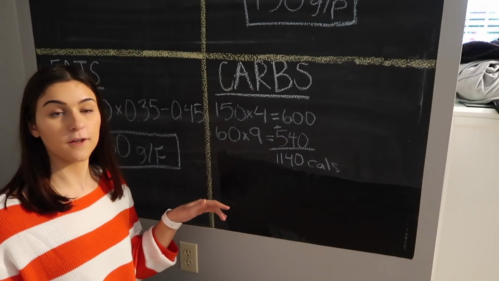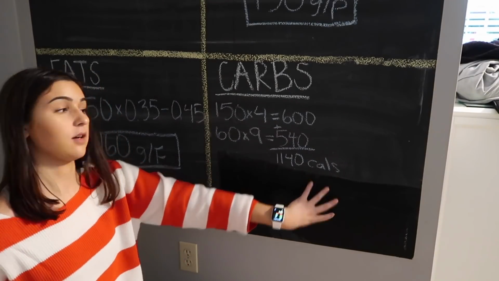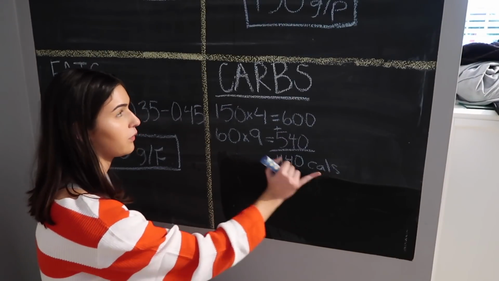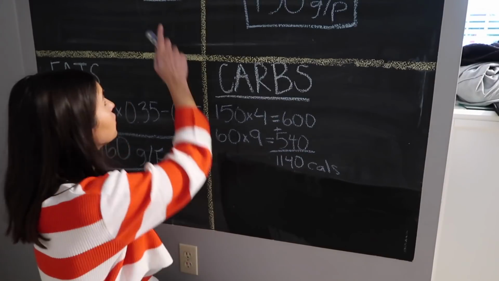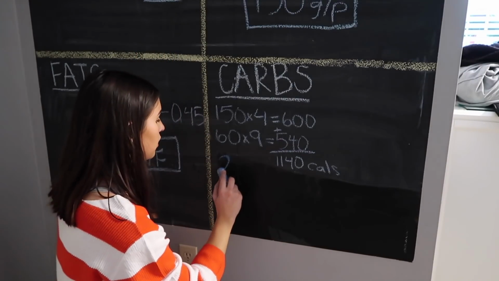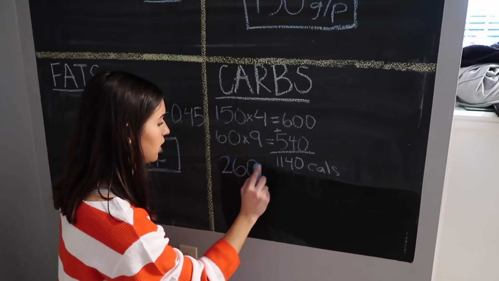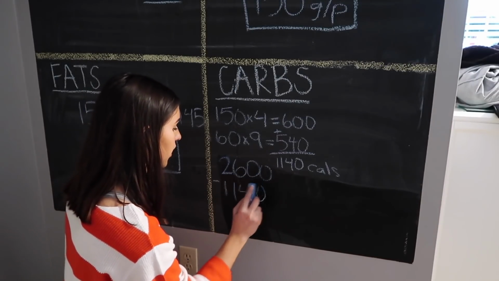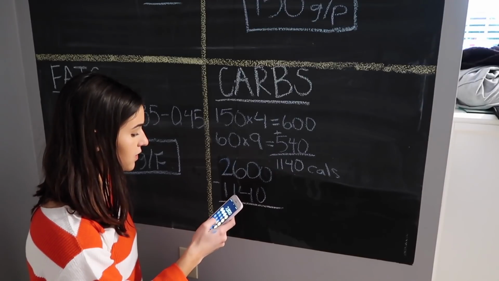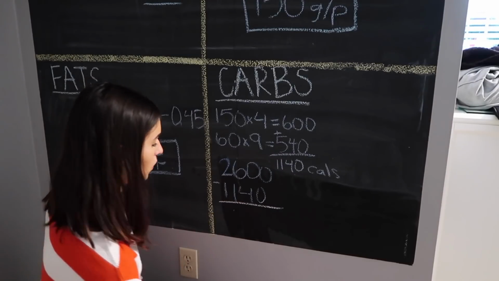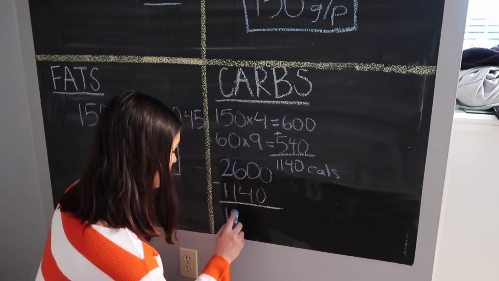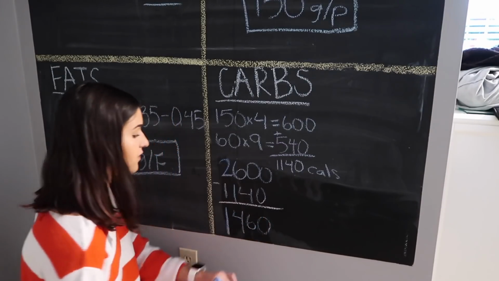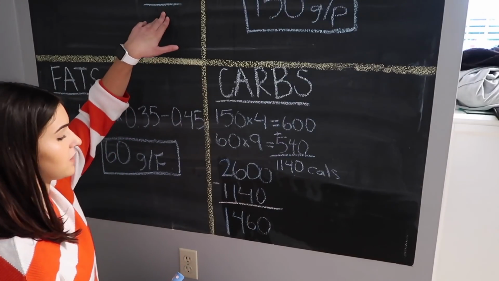Okay, so I dropped this down a little bit just so you can see what I'm doing, finishing up my carbs here. So like I said, we have already taken this many calories out of our day between our protein and our fat. So we're going to take our initial amount, 2,600 calories, and subtract 1,140. So that is going to give us 1,460 calories left we have to eat to fulfill this amount.